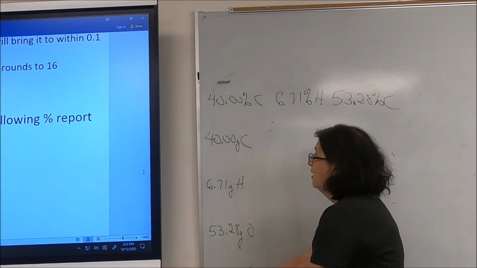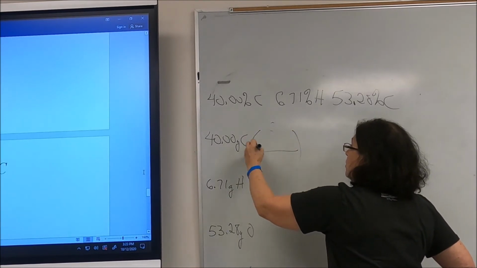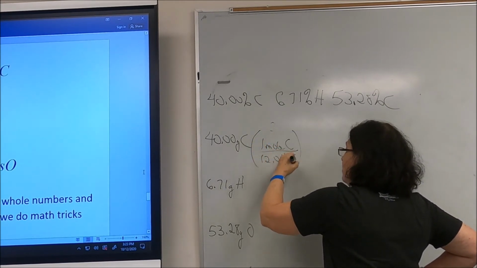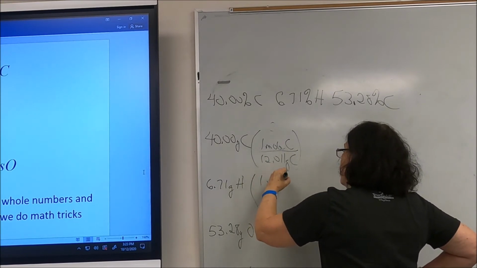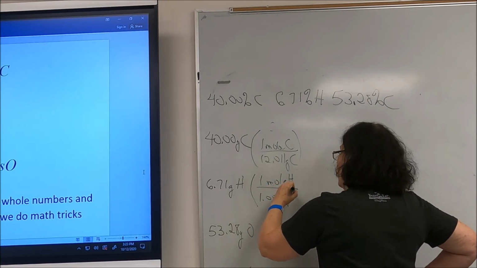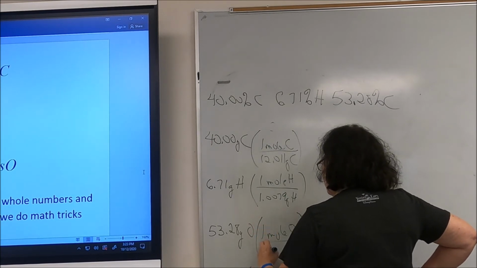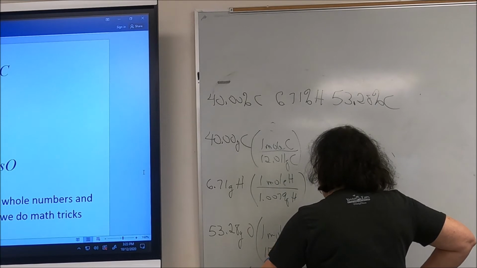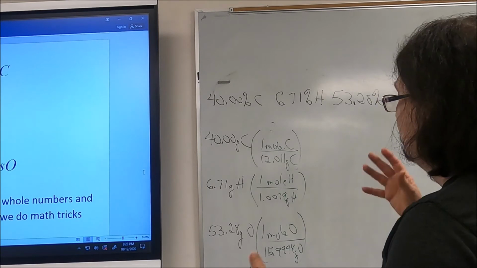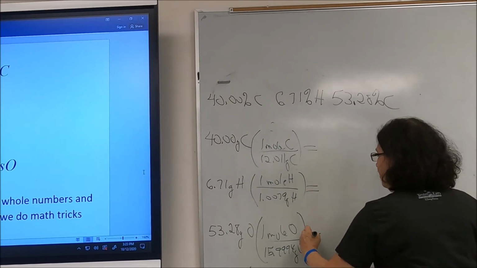Now my first step is to go from grams of each element to moles of that element. So 1 mole of carbon for every 12.011 grams of carbon. 1 mole of hydrogen for every 1.0079 grams of hydrogen. 1 mole of oxygen for every 15.9994 grams of oxygen. Now this is embedded in my notes, but I'm trying to write it out for you so that you'll see it like you do it working a problem.